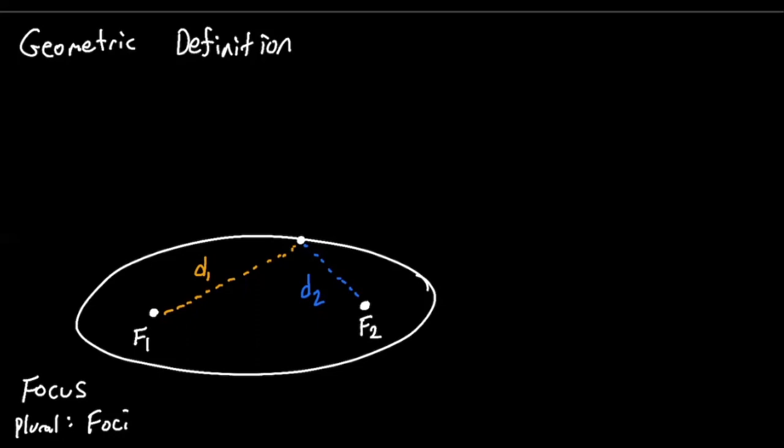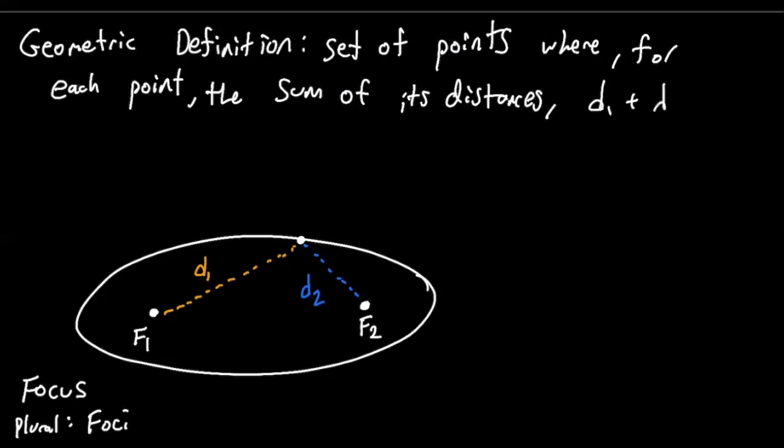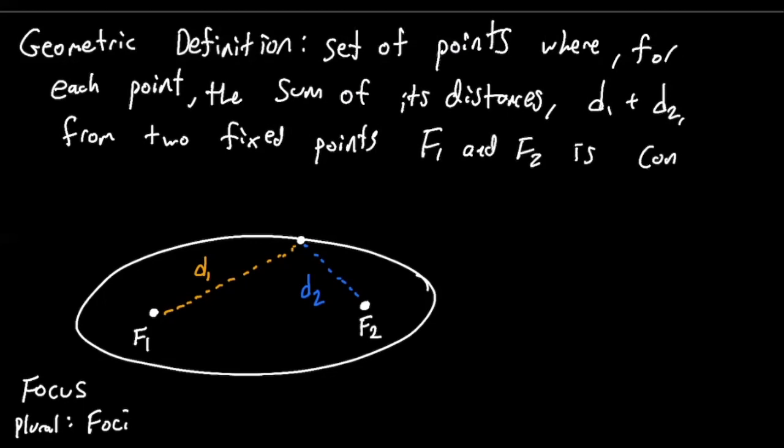The geometric definition of an ellipse is a set of points in a plane where for each point, the sum of its distances, in other words, D1 plus D2, from two fixed points, F1 and F2, is constant.